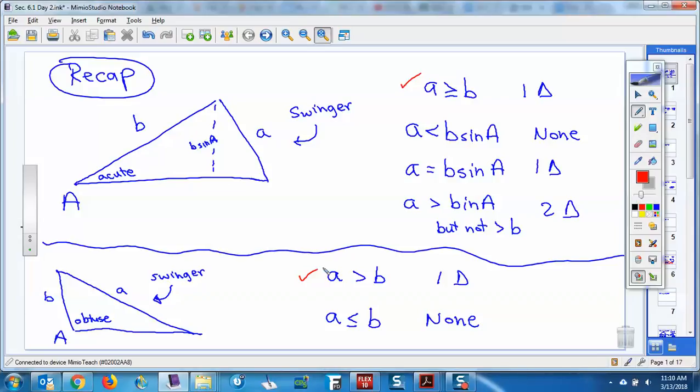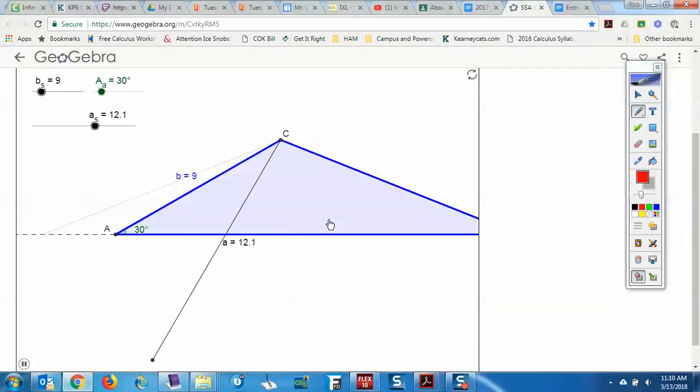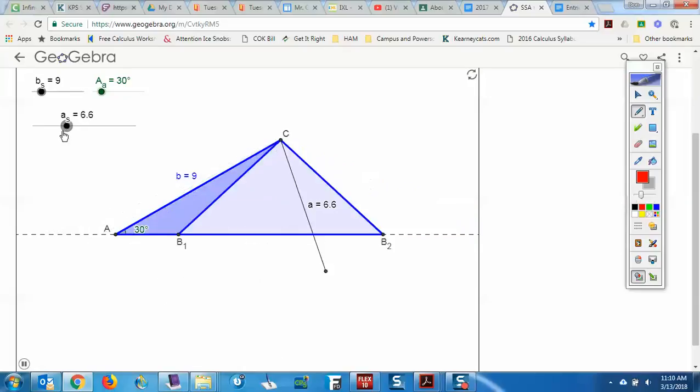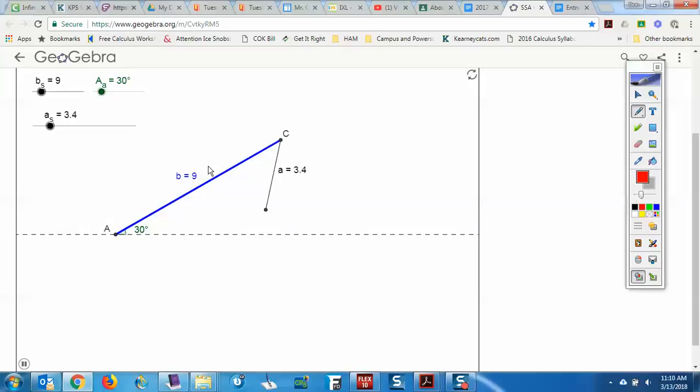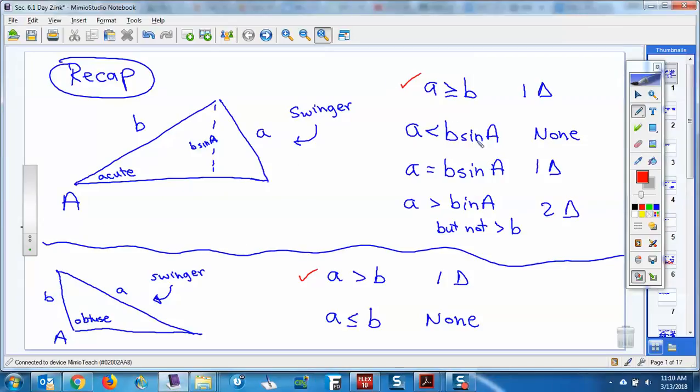If this is obtuse, if the swinger side is bigger than the other side, then for sure you have one. Okay, and away you go. But most of the time you don't have that situation. You have A is littler. So if A is littler than this other side, then it's possible you don't have any, if it's less than this height right here. So that's the next thing I look at. If A is less than B sine A, then you don't have any.